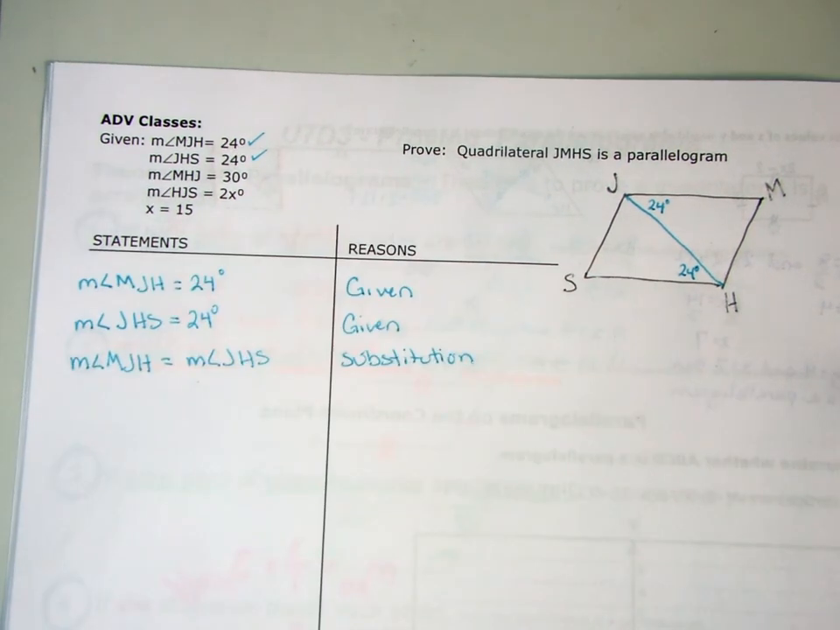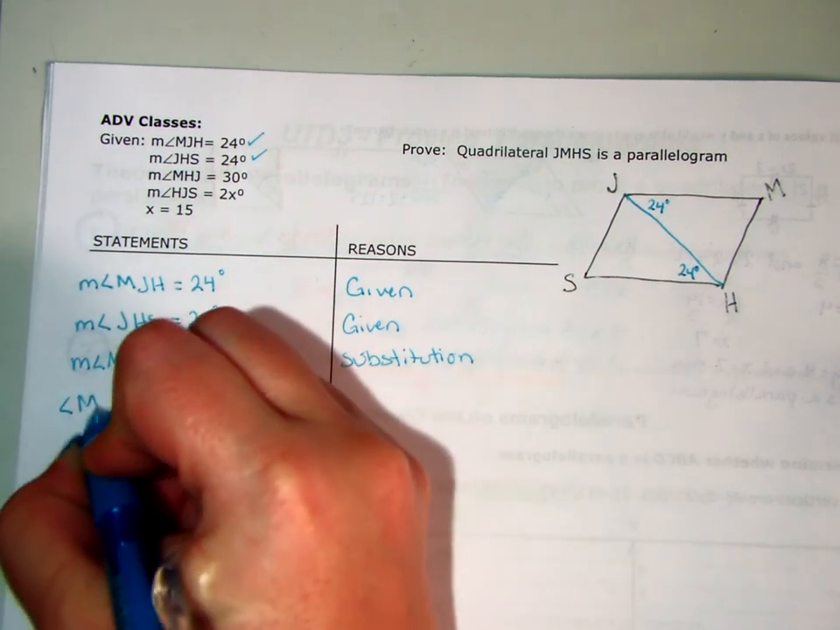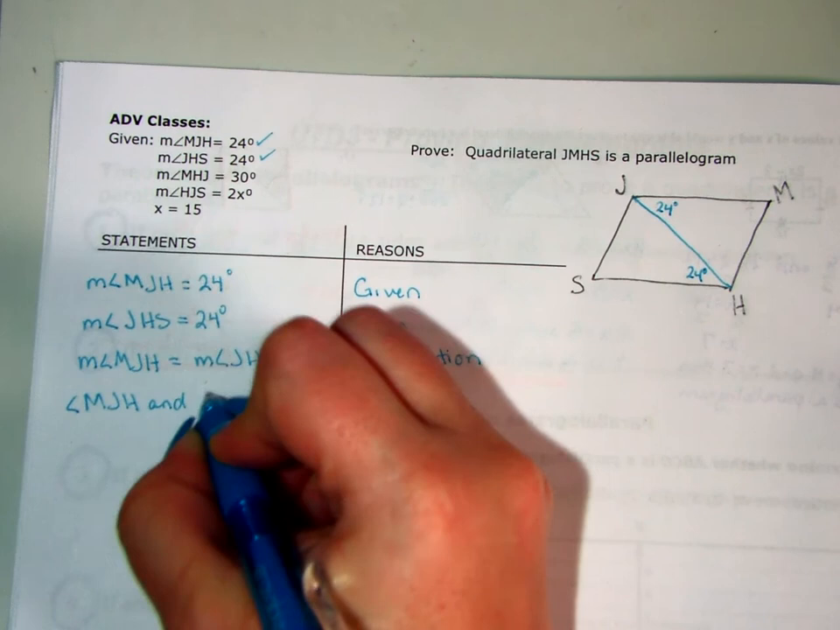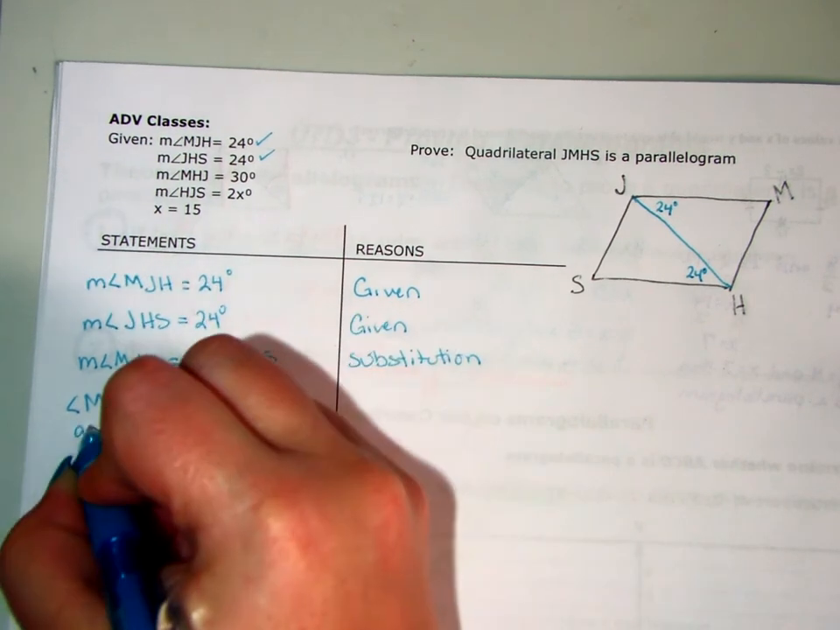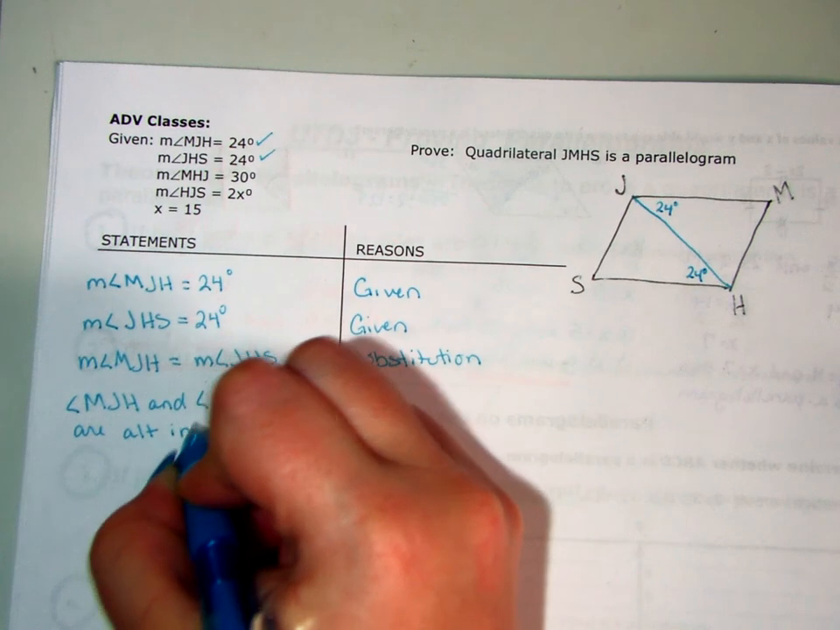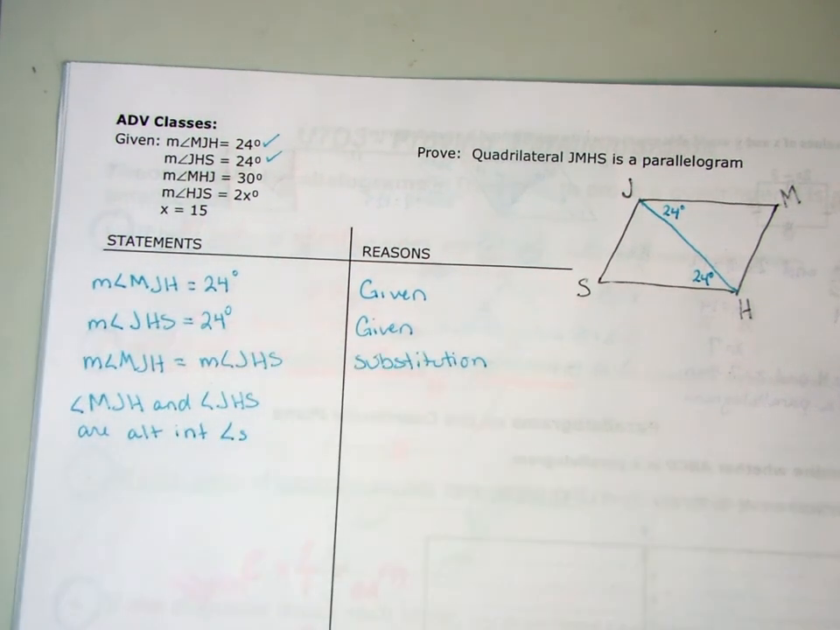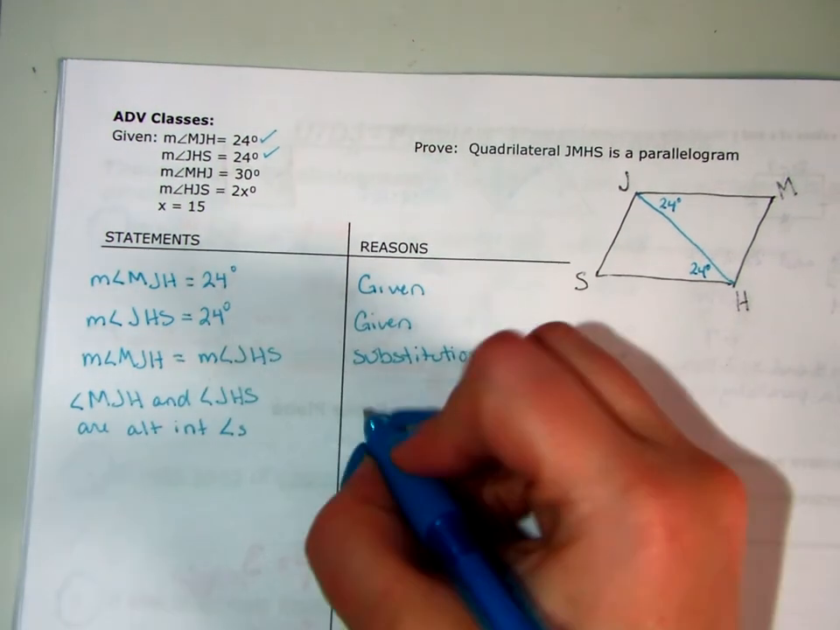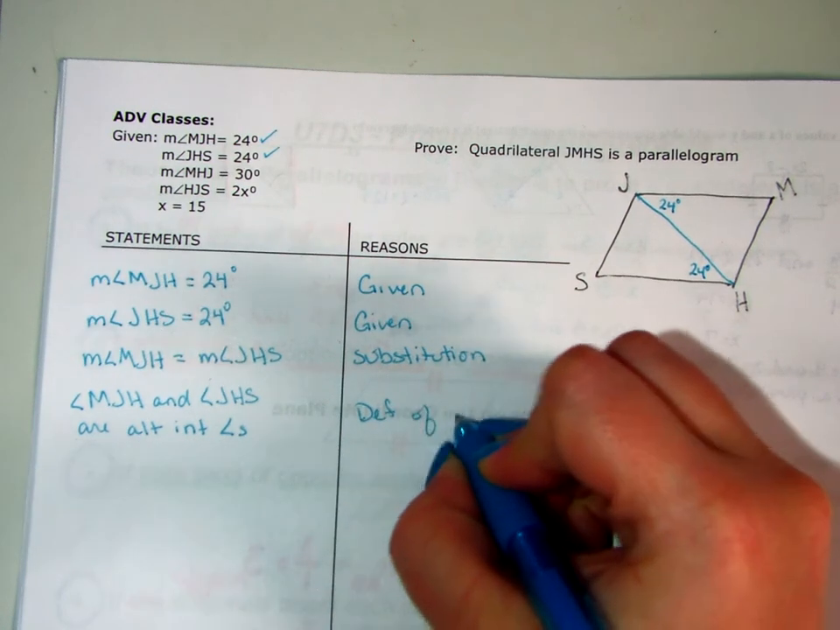Then I'm going to look at those angles and go, well, what kind of angles are those? They are alternate interior angles. Angle MJH and angle JHS are alternate interior angles. And we know that not because of the picture, because we drew the picture, right? We know that because we know the definition of alternate interior angles. They're angles on different sides of a transversal between two lines, right? Not between two parallel lines, but between two lines that are crossed by a transversal, which we know is happening. So this is by the definition of alternate interior.